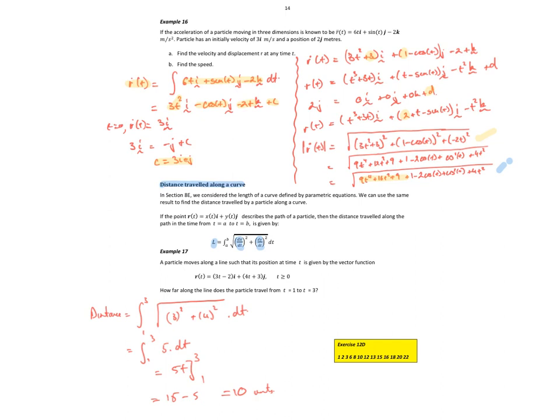So obviously if we come in here, the derivative of 3t minus 2 is 3. The derivative of 4t plus 3 is 4. If we square both of them and take the square root, we end up with 5. So the antiderivative of 5 dt is 5t. Between 3 and 1 will give me 10 units. All right, so away we go.